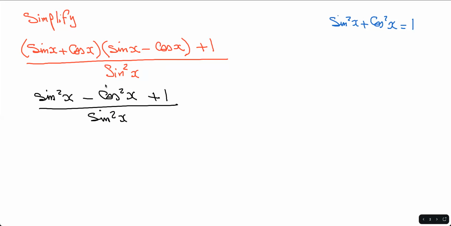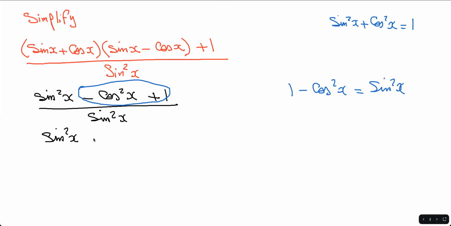Now, if I'm just looking at this part of the equation right here, that seems like it's 1 minus cos squared x if you flip it around, which, as I said, 1 minus cos squared x will give you sine squared x. And therefore, we could rewrite this as sine squared x, which is this one, plus 1 minus cos squared x, which also gives me sine squared x, all over sine squared x.